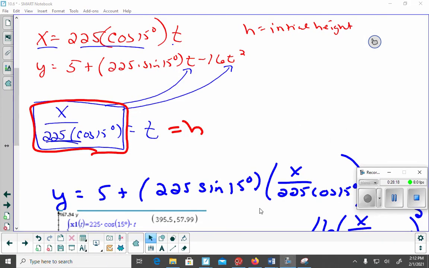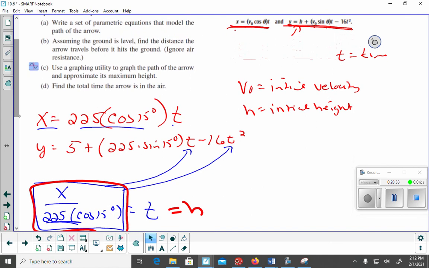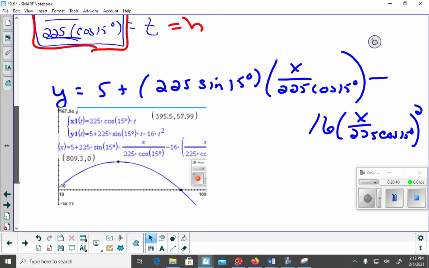So the last question is asking what the total time was that the arrow was in the air. Well, there's two ways I can solve it because I have two equations. I have this x equation: x is equal to 225 times the cosine of 15 times t, and then I had the y equation plus that whole thing. So the last time the arrow is in the air is at this point here.